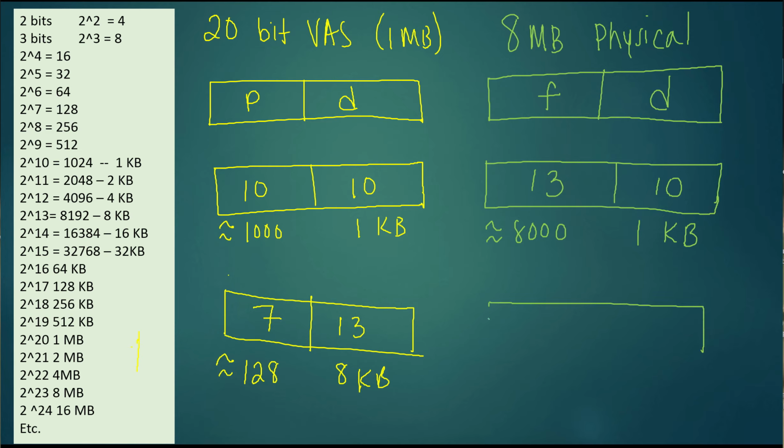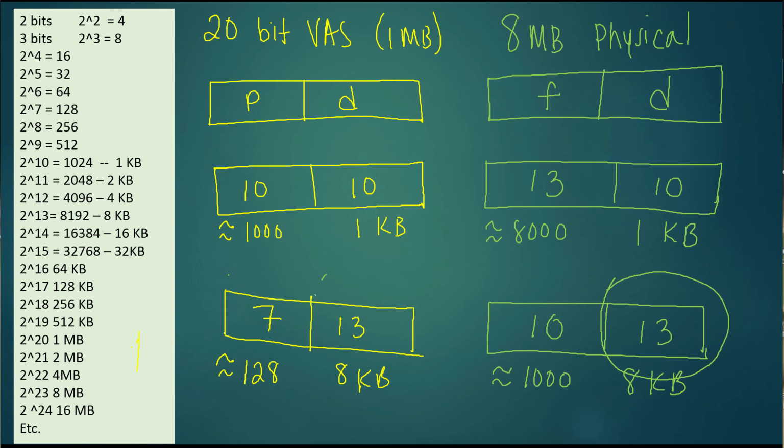And if we went here and used 13 bits for the displacement, we'd have 8 kilobyte frames and 10 bits for the frame number, and so then we would have approximately 1,000 frames, all of size 8 kilobytes each. So the thing to remember is that this side of the address is the size of the frame and the page, and this side of the address indicates the number of frames or the number of pages.